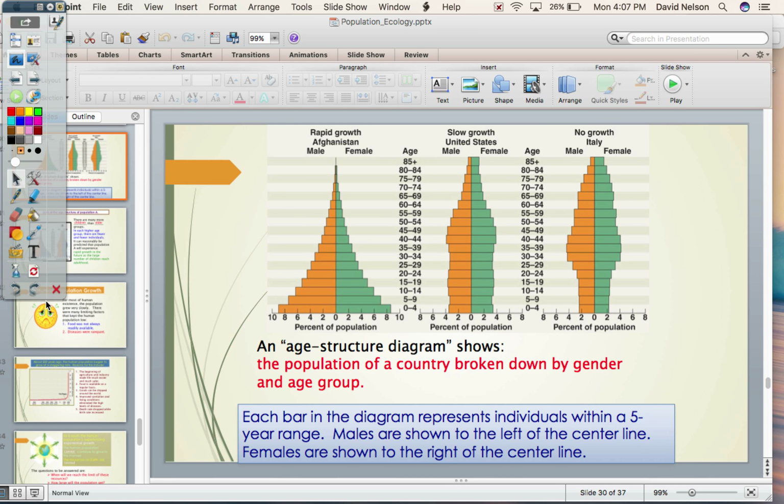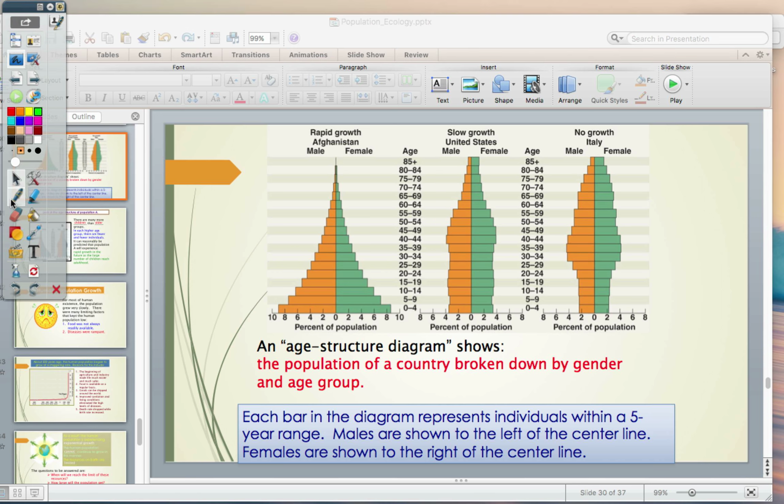So these are three different scenarios in which these graphs might exist. This one over here to the left is very similar to the one we just looked at, this pyramid shape. This pyramid shape is always going to indicate that there's going to be a rapid growth in the population in the up and coming near future.